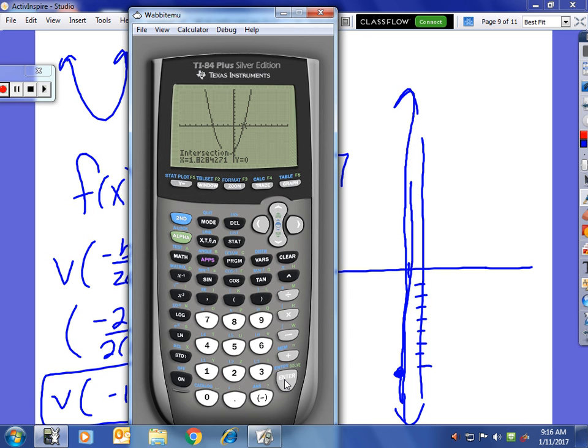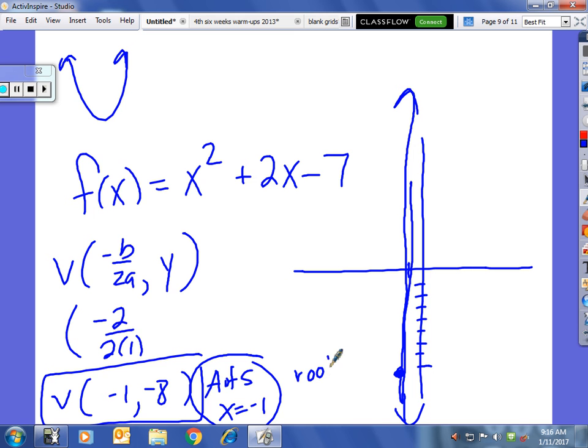1.828. Was that real close to 2? Okay, so one of my roots is 1.828. So if I were going to graph that, I would come over almost to 2 on the x-axis. Not quite to 2. It's a little bit before the 2 on the x-axis.